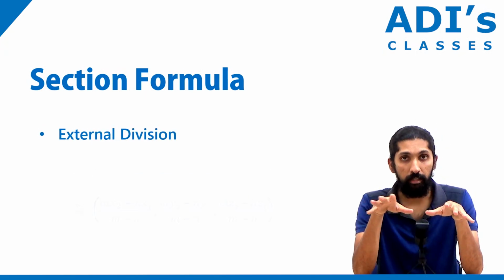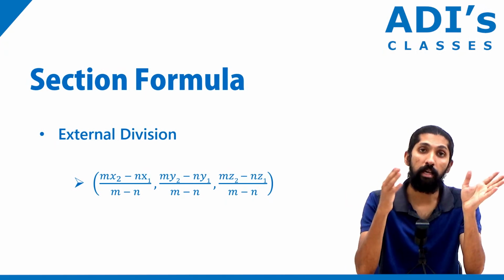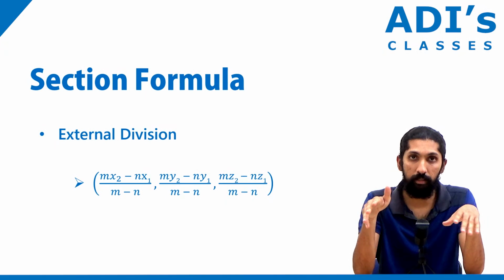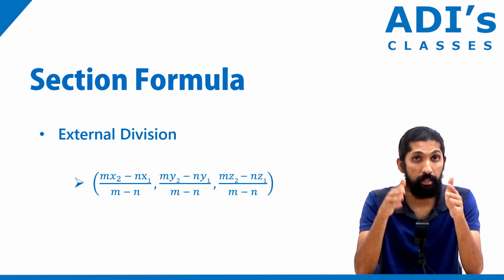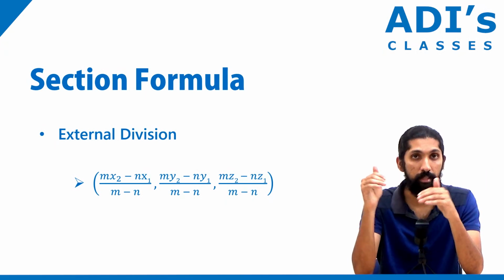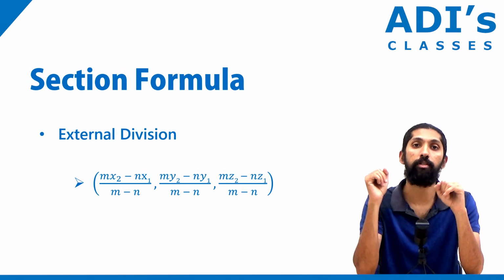For external, it's the same thing, but we have a negative sign. That is (mx2 minus nx1) by (m minus n), (my2 minus ny1) by (m minus n), and (mz2 minus nz1) by (m minus n). This is the external division.